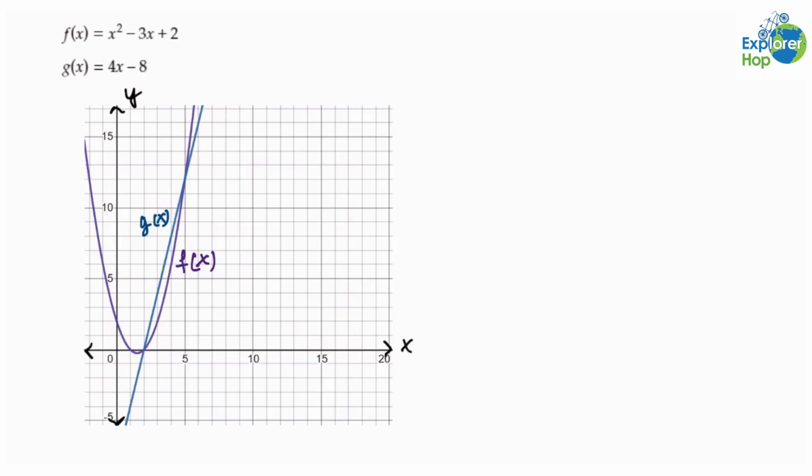For this example, we're told to find the area enclosed by the two functions below, which are the functions f of x equals x squared minus 3x plus 2 and g of x equals 4x minus 8. Let's first take a look at the graph of these two functions to help us visualize the area we're trying to find. So this is what the graph of the two functions looks like. And we're trying to find the area of the region shaded in red.